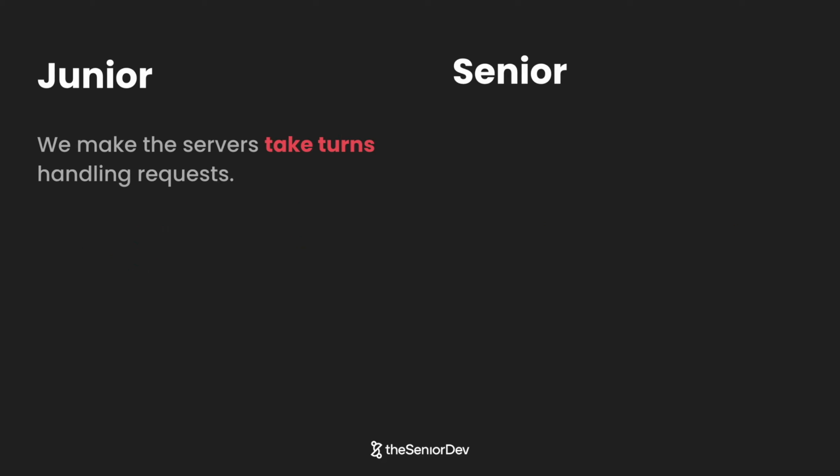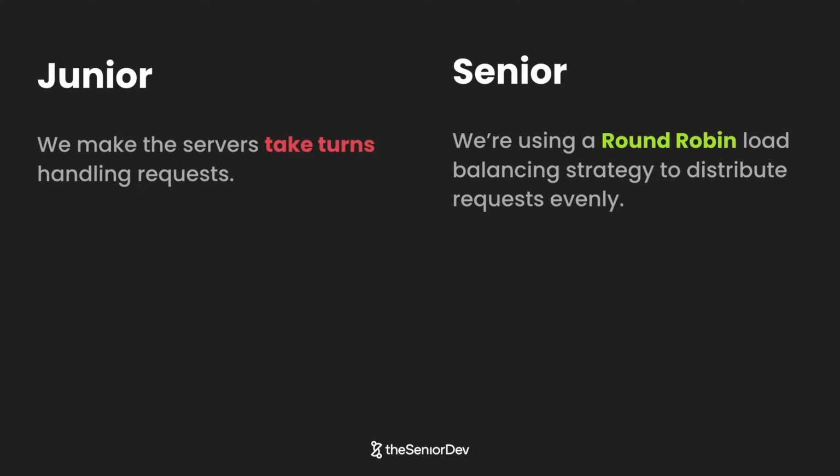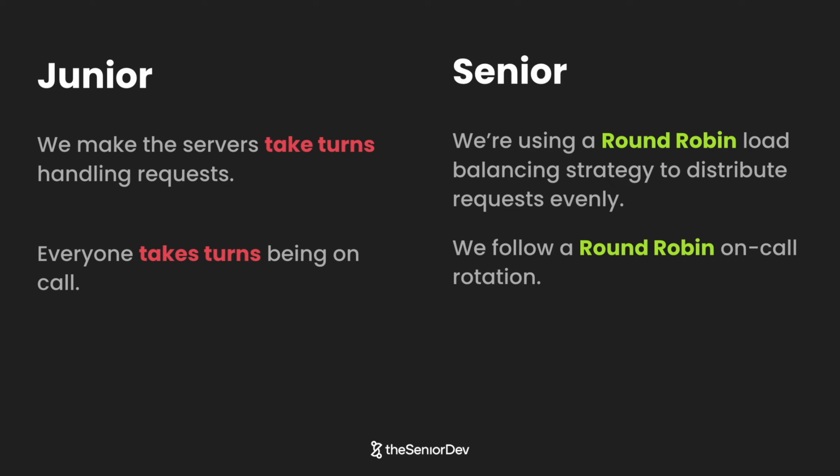A junior would say things like, hey, we make the server takes turns when we handle requests, whereas a senior would say, we're using a round robin load balancing strategy to distribute requests evenly. A junior would say, everyone takes turns being on call in the team, whereas a senior would say, we follow a round robin on-call rotation.